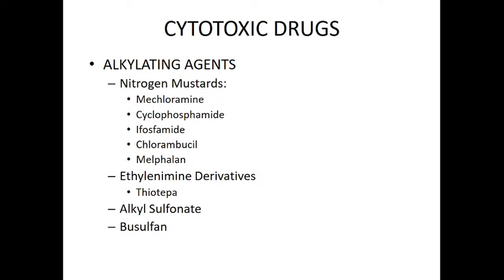So they don't have any significant adverse effects like hemorrhagic cystitis, which are unique to cyclophosphamide and ifosfamide. Chlorambucil has the typical bone marrow depression, alopecia, mucosal injury, and infertility. Those are the adverse effects.